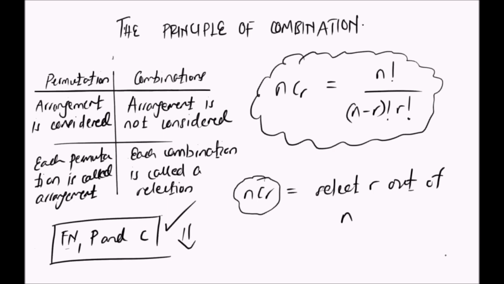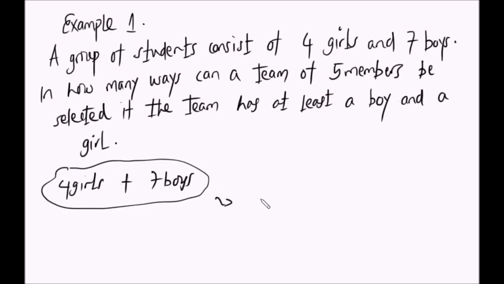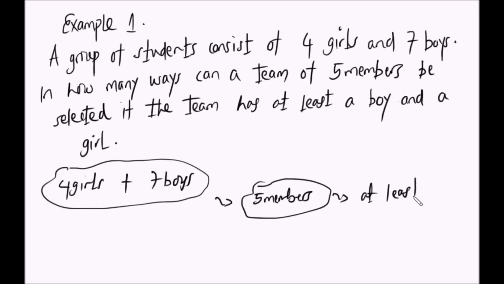Let's see examples now. Example 1 says a group of students consists of 4 girls and 7 boys. So you have 4 girls and 7 boys. Out of these, you want to choose a team of 5 members. And this team must have at least 1 boy and at least 1 girl. So what does this mean now?